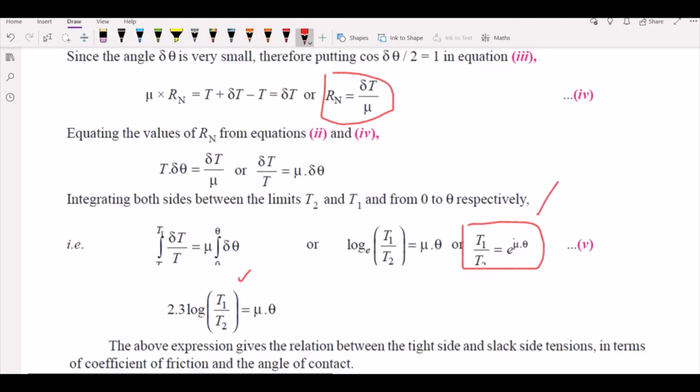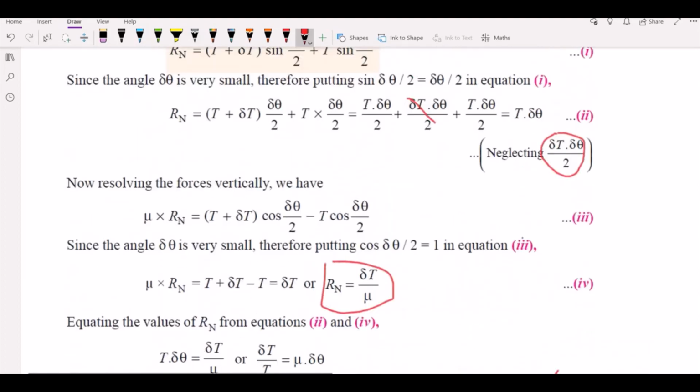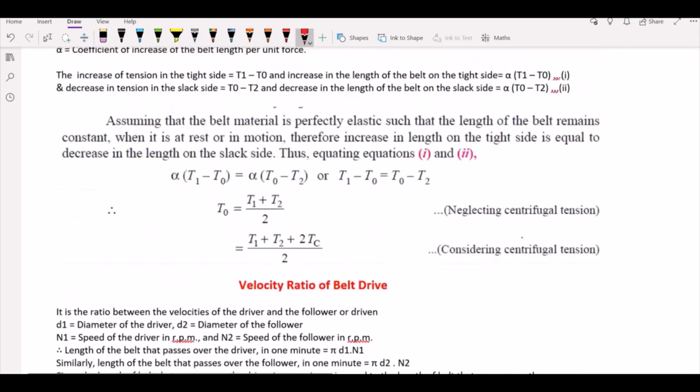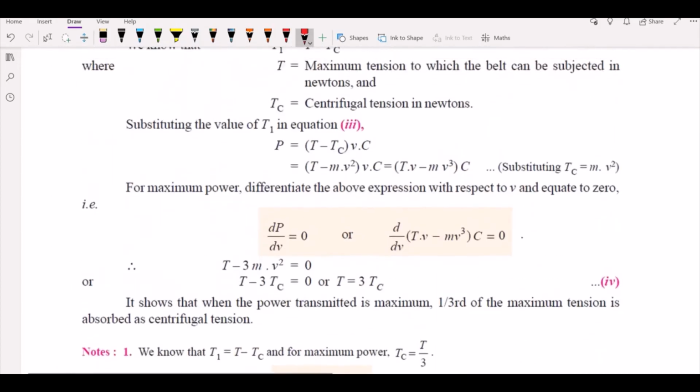Okay, from this we can find the relation for calculation of any one of the tensions. This mu is your coefficient of friction and theta is your angle of contact, which you can calculate as 180 minus 2 alpha for open belts and 180 plus 2 alpha for cross belts, where alpha is calculated from sine alpha, that is sine beta, equal to the inverse sine of (D minus small d) by 2C. Okay, if you are clear with this, now I will go to the calculation of maximum power transmission.